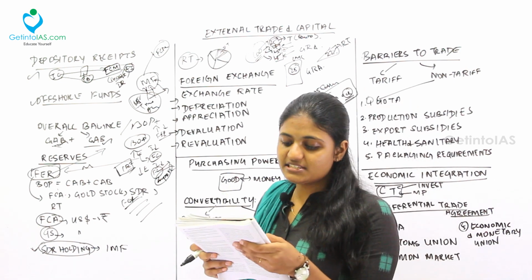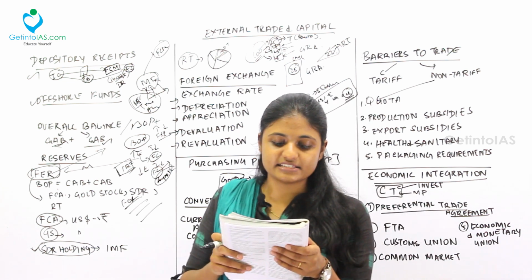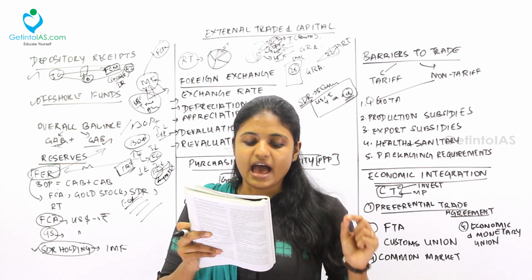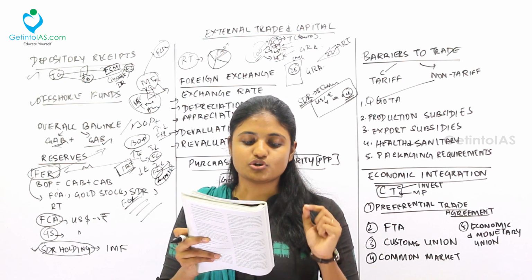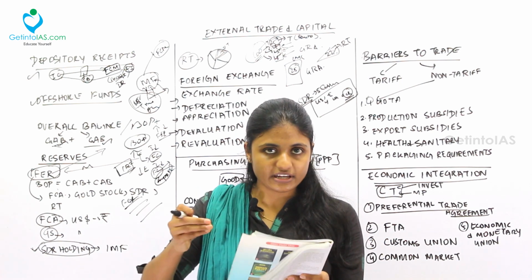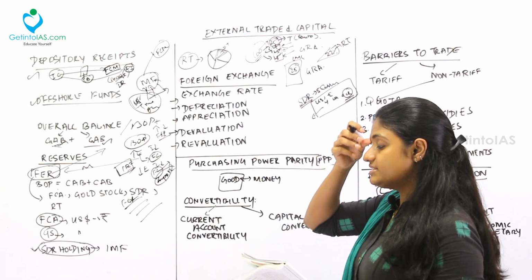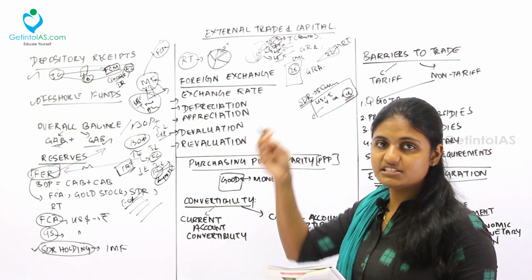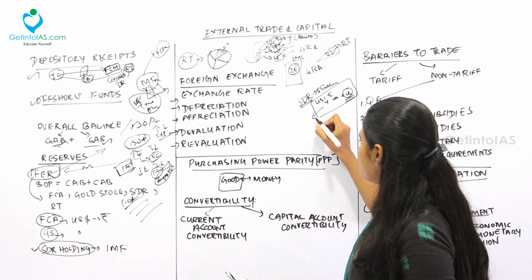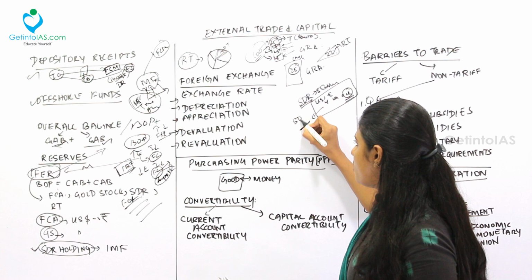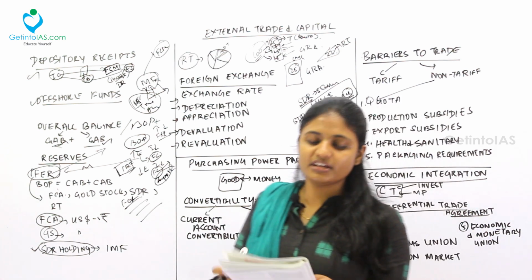Next one, in this system, these 5 currencies are assigned different weightage according to their importance in the world economy, and an exchange rate is derived, which is called SDR. So what is special drawing rights? The average rate of exchange of all these currencies in the world is taken into account, and that average is derived. That exchange rate is called SDR, special drawing rights.